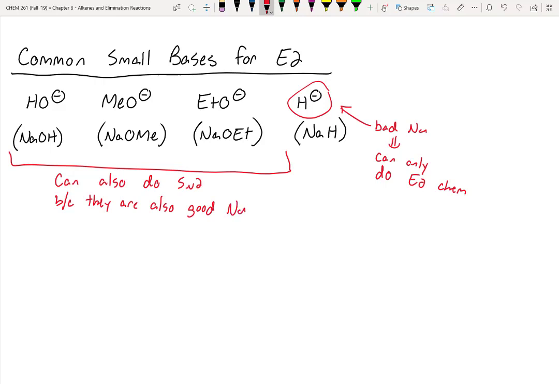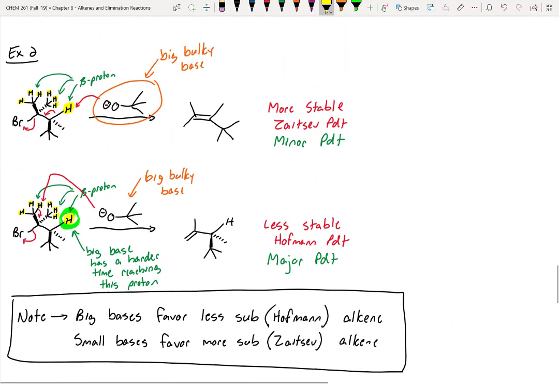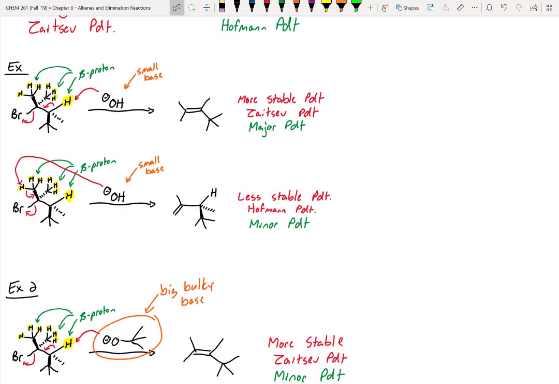All right, so it gets confusing. Students are like, well, if that's the case, why did you use hydroxide in the last one? Why didn't we have to worry about substitution again in our last example? So let's go back up and look. Up here, why was I allowed to use hydroxide in this example?